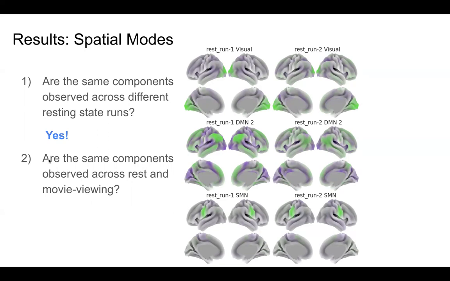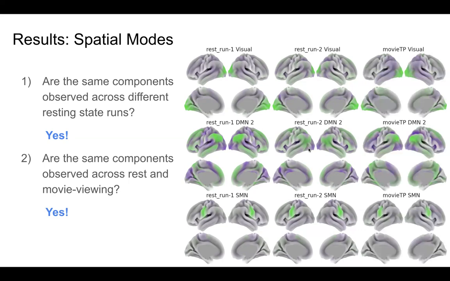And now our second question, are the same components observed across rest and movie viewing? So movie viewing has never been done before. We ran it through, and now let's take a look at the same networks, and the answer is yes. So you do see the visual and these same sort of networks. And I do want to add, these weren't manually matched. This was all done using the Gale-Shapley algorithm. And I couldn't fit all 17 on here, but definitely come check out our poster if you want to see all of them. Okay, so the spatial looks good.